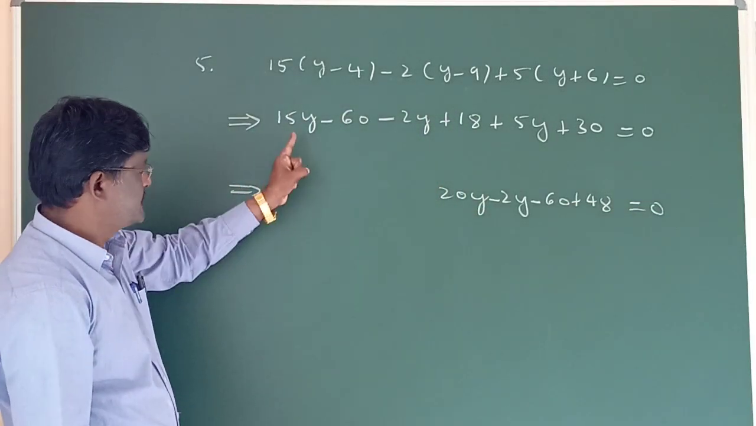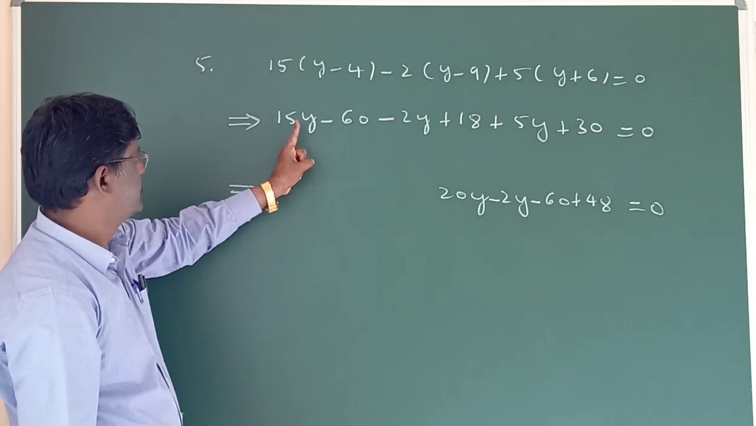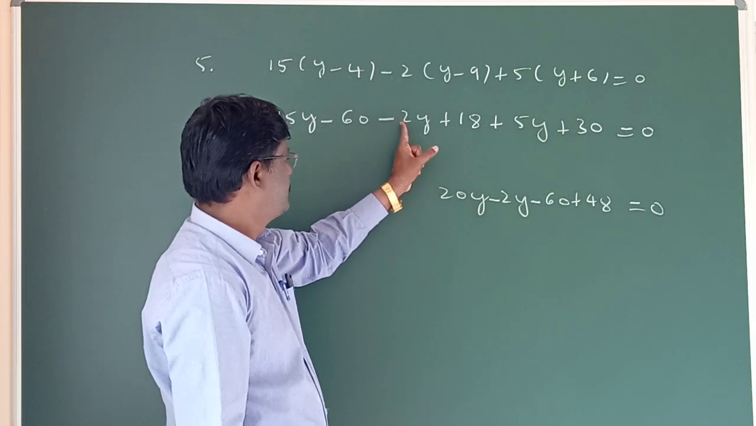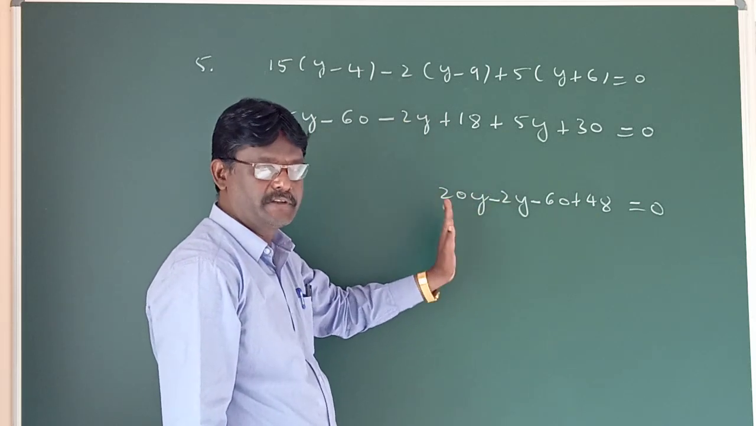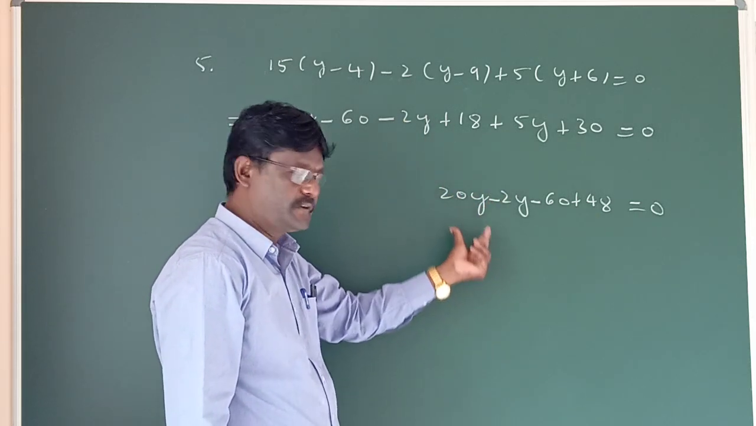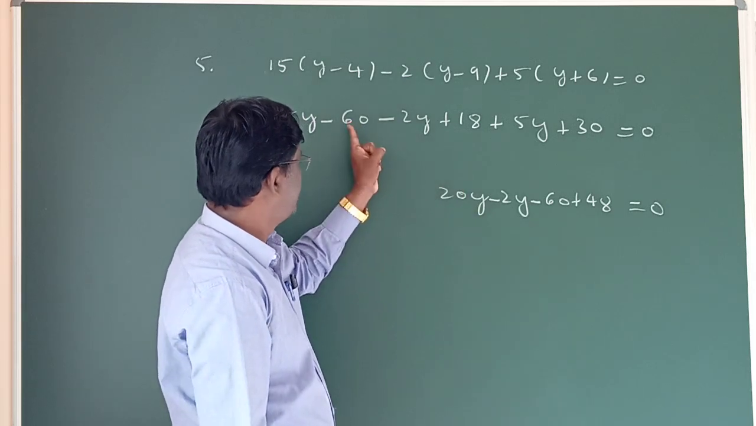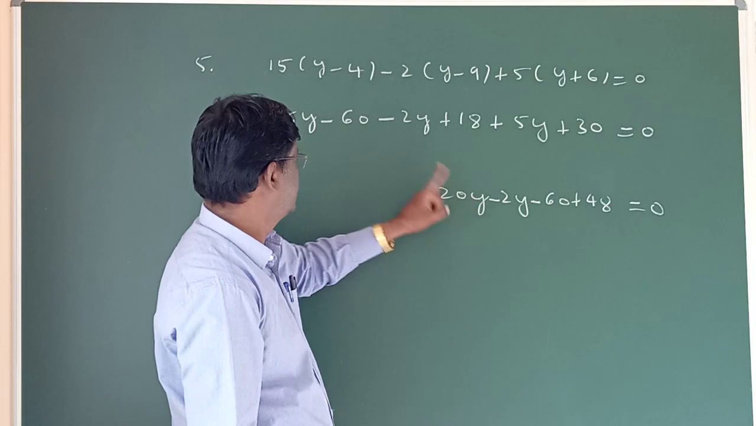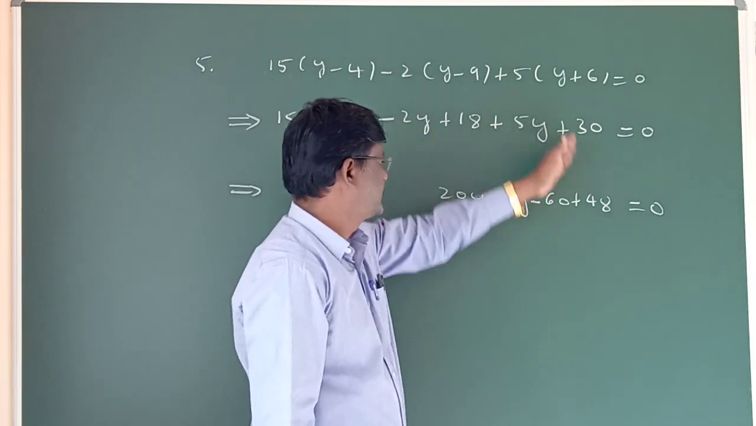Understood? What is done here? Just I have added 15y plus 5y, 20y minus 2y. First you add all the plus, all the minus. Let us proceed in one more step. And then minus 60, nowhere else do we find minus, only here minus 60. Then plus plus, add them.